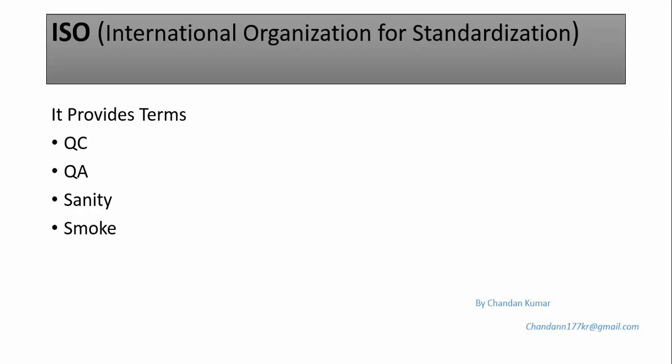ISO says that if you use QC, quality control, anywhere you go in the world, if the organization is following ISO, they will understand what you mean. It's a standard terminology. If you say QA, quality assurance, people will understand that QA is quality assurance. If the organization is ISO certified, of course they will follow these terminologies: sanity, smoke, anything.